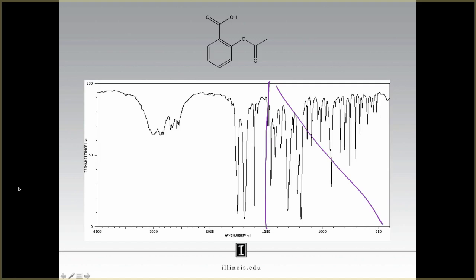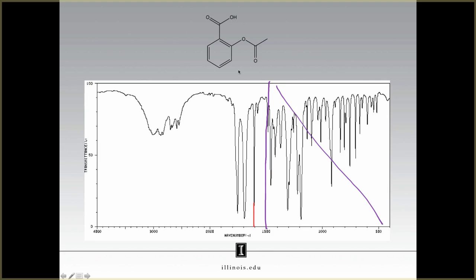Now let us look at the next region. Let's look at roughly 1650. Do I see a stretch there? Indeed I do. Therefore, there is a carbon-carbon double bond somewhere in the molecule. Is that true? In fact, there is. I have several carbon-carbon double bonds. These carbon-carbon double bonds give me this stretch. Okay, so that's the carbon-carbon double bond region.